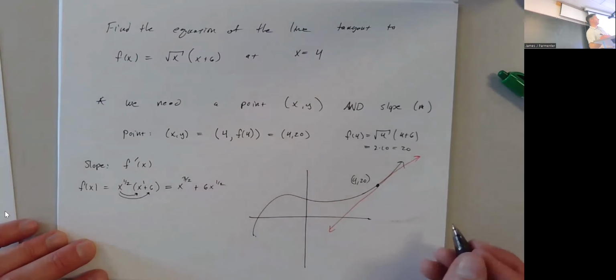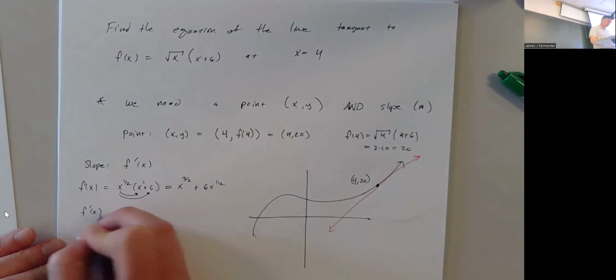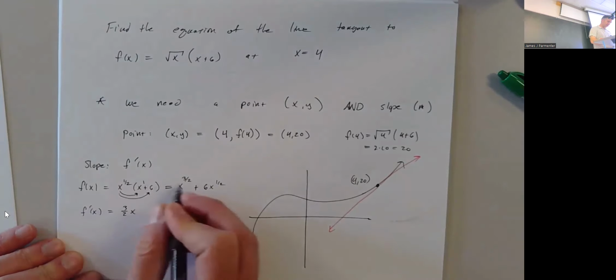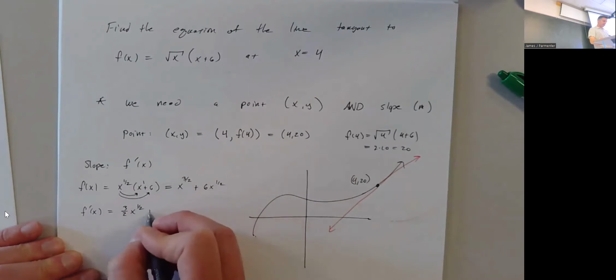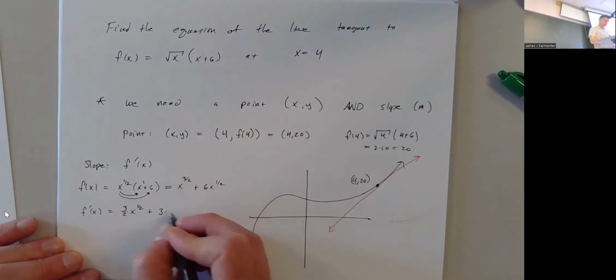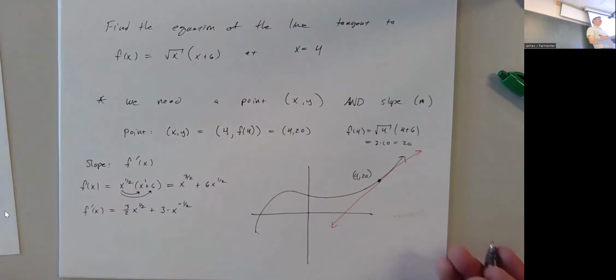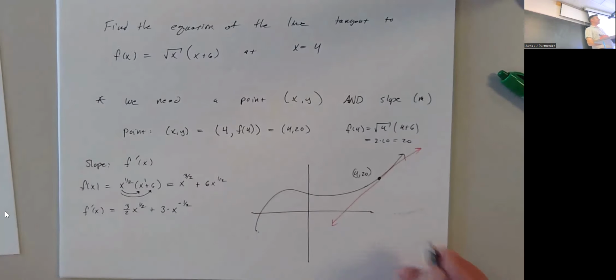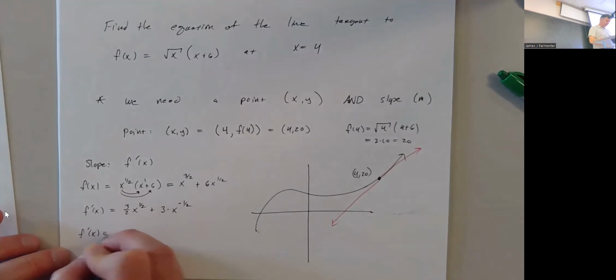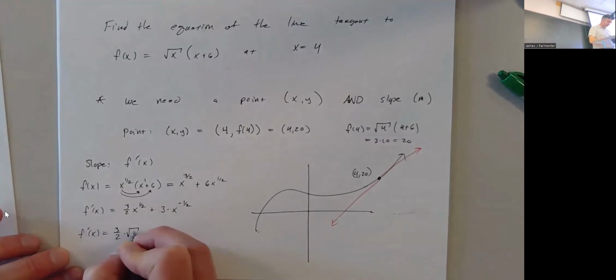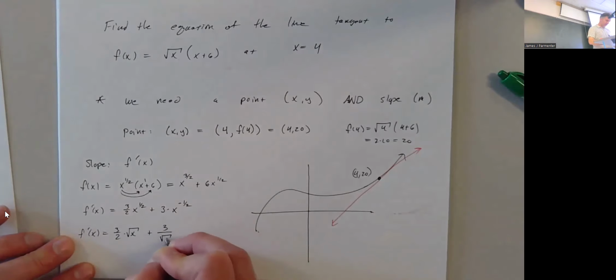And now we're ready to take the derivative. The derivative is going to be 3/2 times x to the 3/2 minus 1 is 1/2, plus 6 times 1/2 is 3, and then 1/2 minus 1, our new power, is negative 1/2. And now if I'm going to plug in 4, I might actually rewrite it with square roots, because to me, it's easier to think of the square root of 4 instead of 4 to the 1/2. So you can rewrite this as f prime of x is equal to 3/2 times the square root of x plus 3 divided by x to the positive 1/2, which would be 3 divided by the square root of x.